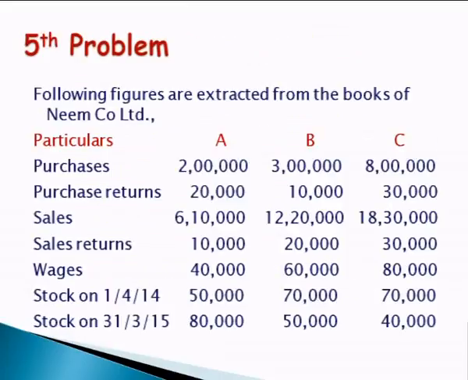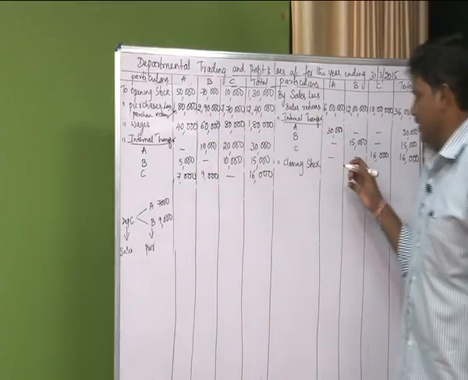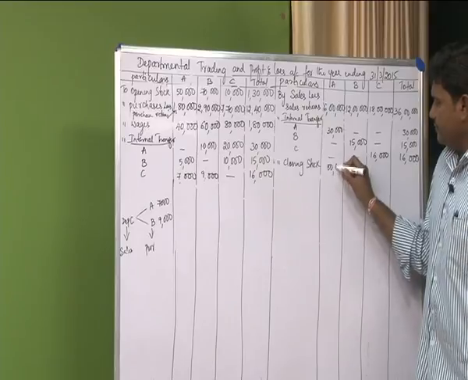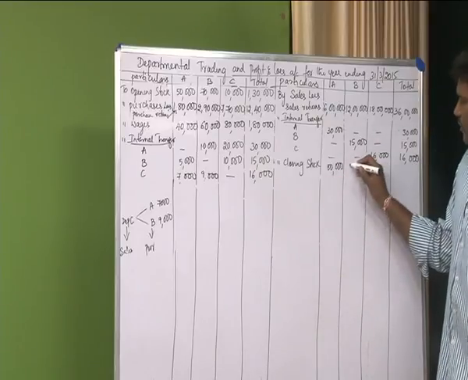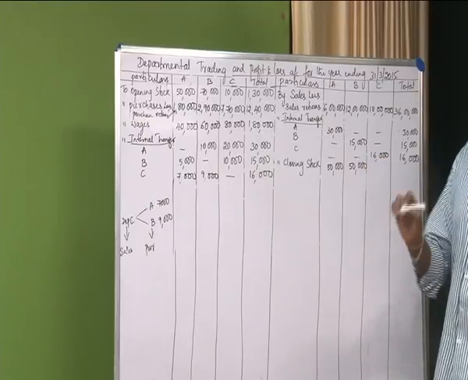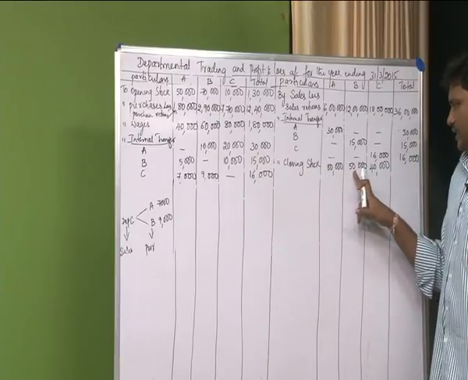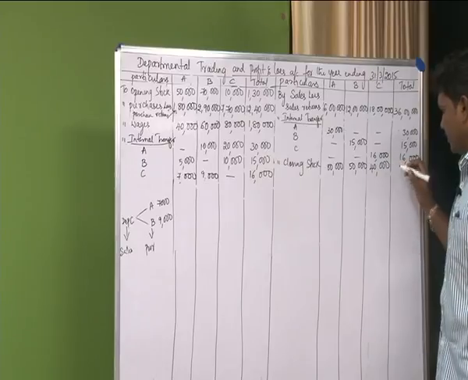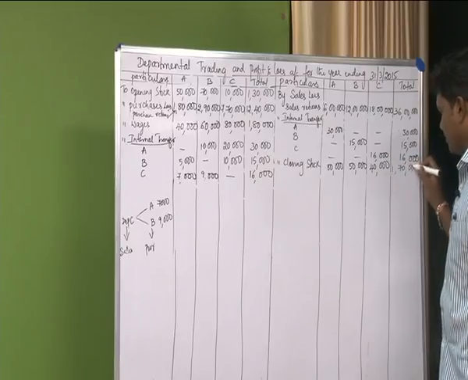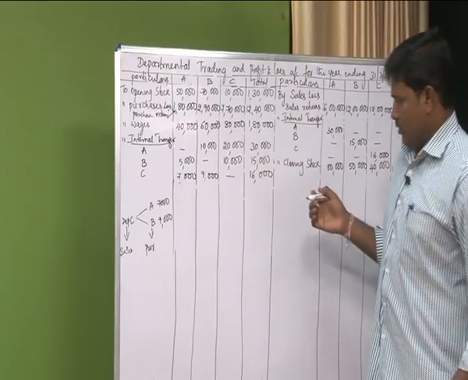Purchases minus purchases returns we have taken, sales we have taken, wages we have taken. Stock on 31/3/2015, closing stock: 80,000 for department A, 50,000 for department B, 40,000 for department C. So we will take this, 80,000 for department A, 50,000 for department B, and 40,000 for department C. 80 plus 50, 1,30,000, 1,30,000 plus 40, 1,70,000.